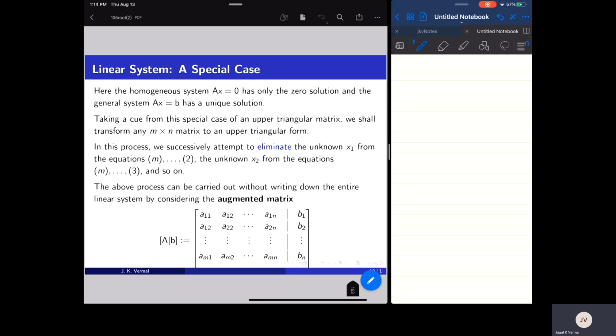We will now try to modify the augmented matrix by what are called row operations. And these row operations are not going to change the set of solutions. They will change the system of linear equations, but they will not change the set of solutions. Using the row operations, we try to simplify the augmented matrix so that at the end, it becomes an upper triangular matrix. And once we have an upper triangular matrix, then the corresponding system of linear equations can be solved by the backward substitution process.